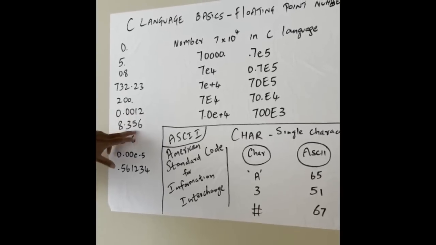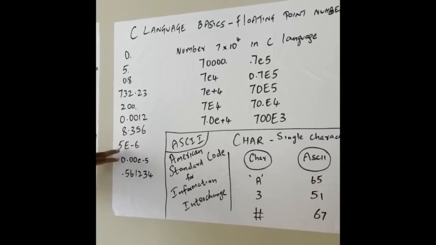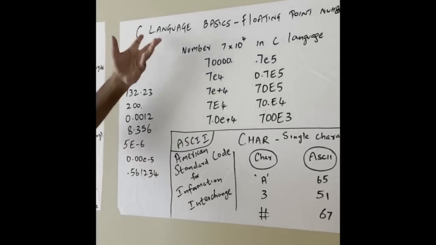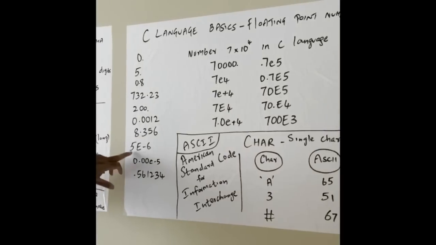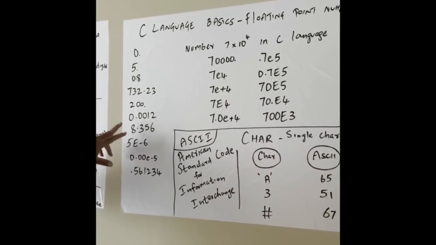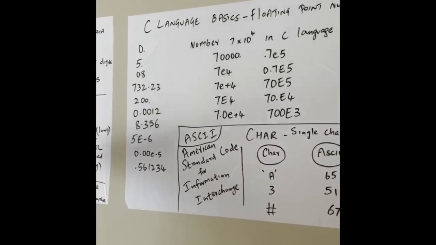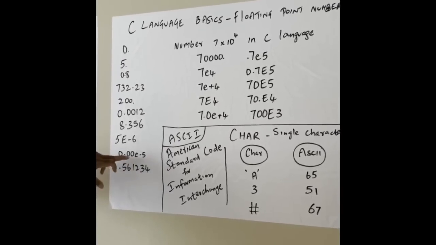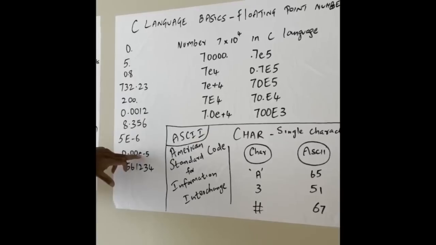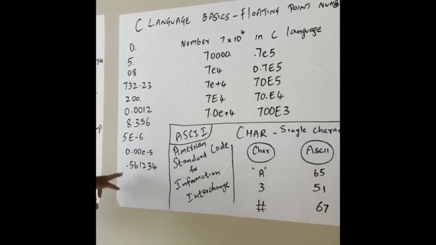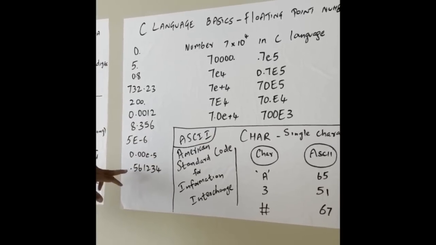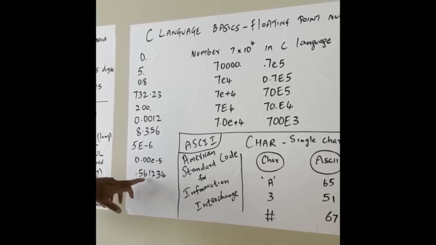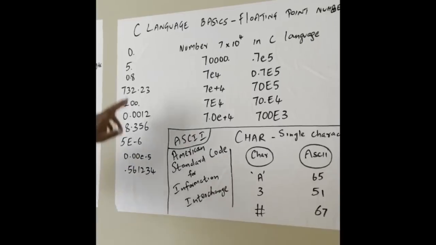0.0012, 8.356. 5e-6 means e is exponent. Exponent is a floating data type or double. So 5e6 means 5 times 10 to the power 6. And 0.00e5 means 0.00 multiplied by 10 to the power 5. Another example is point, see 0 is missing, but it means it's decimal. 5, 6, 1, 2, 3, 4.